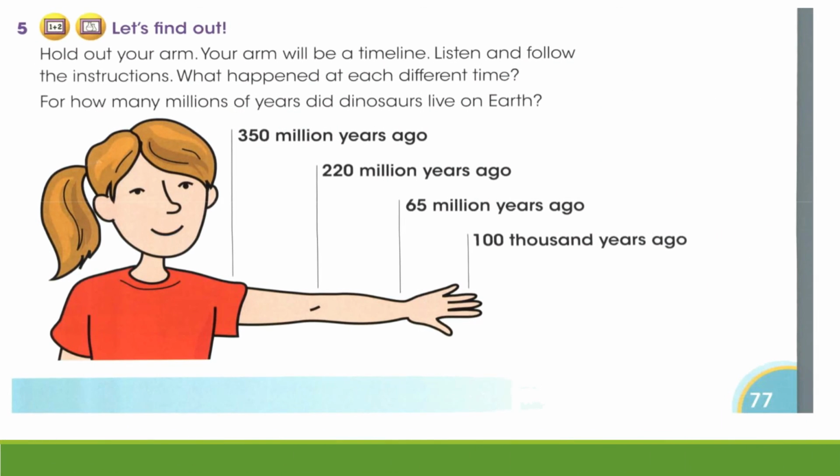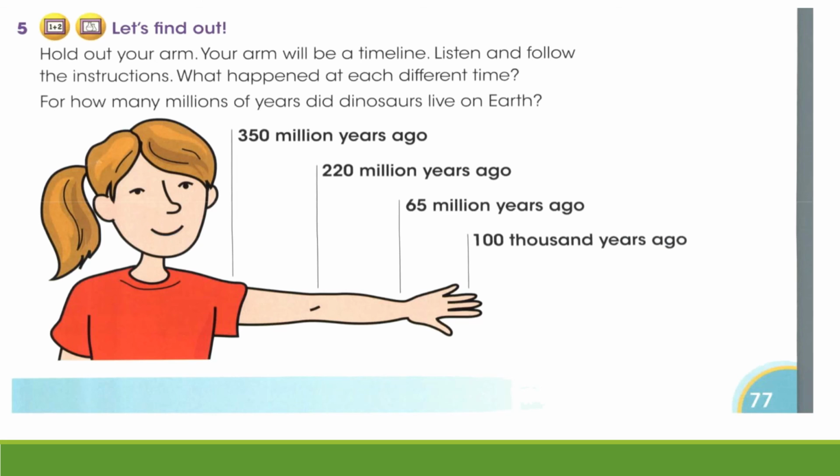All right, so let's find out. This is exactly what you were asked to do. Your arm is a timeline, so listen and follow the instruction. What happened at each different time, and for how many million years did dinosaurs live on Earth? For how many million years did they live?